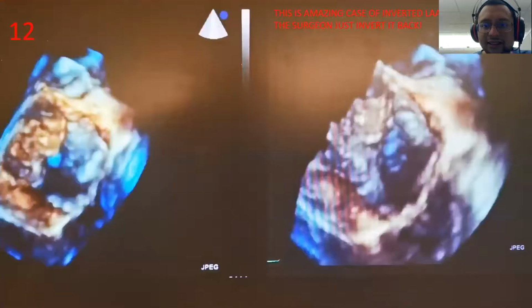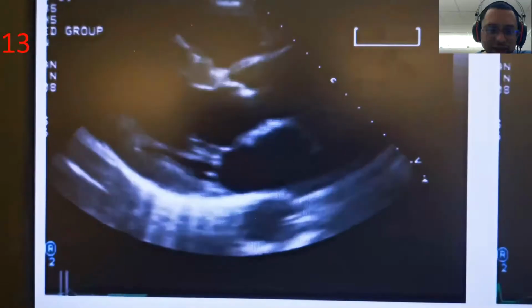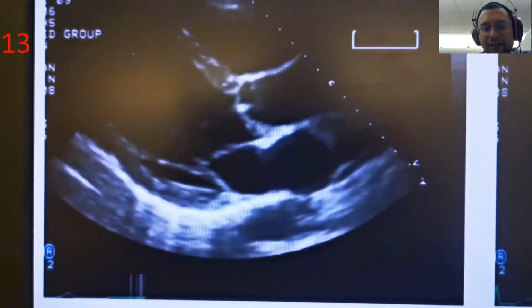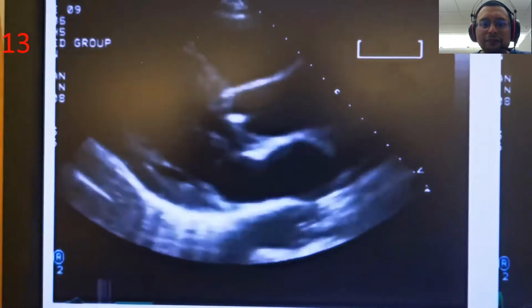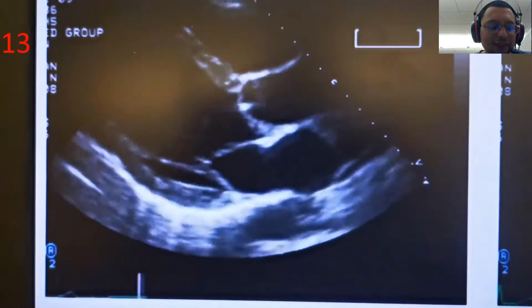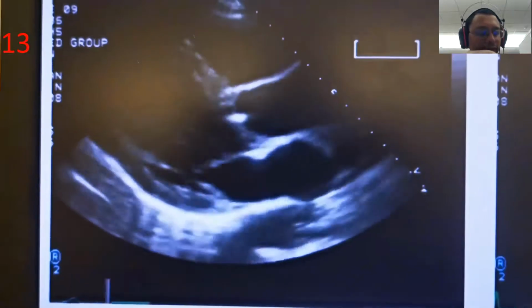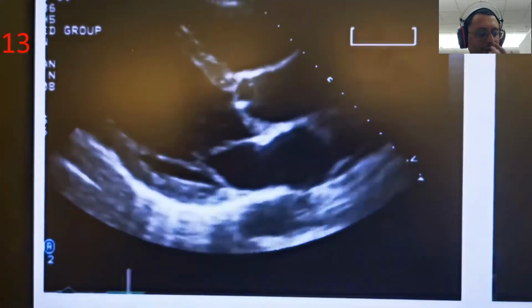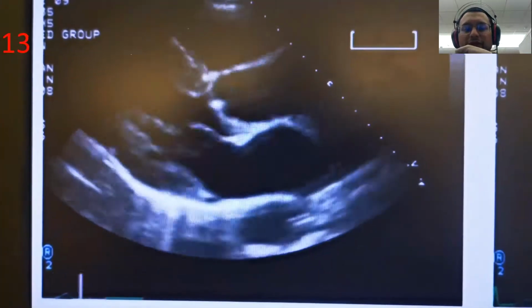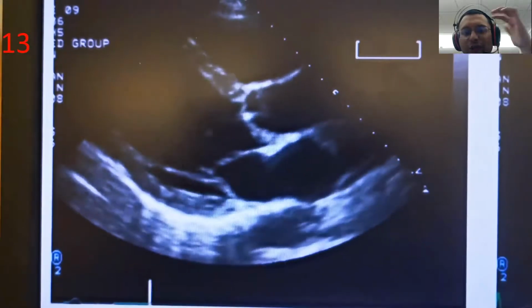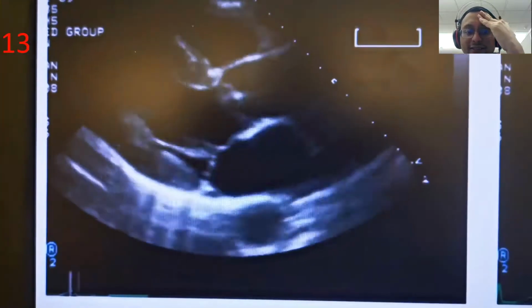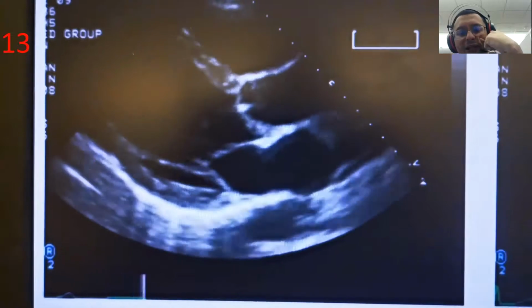Okay, let's look at another case. Okay, look at this echocardiogram. So this is a parasternal long axis view. Are there any abnormalities that you can see? Yeah, doming of the aortic valve. Okay, so what do you think is the diagnosis? Possibly this is a bicuspid aortic valve.